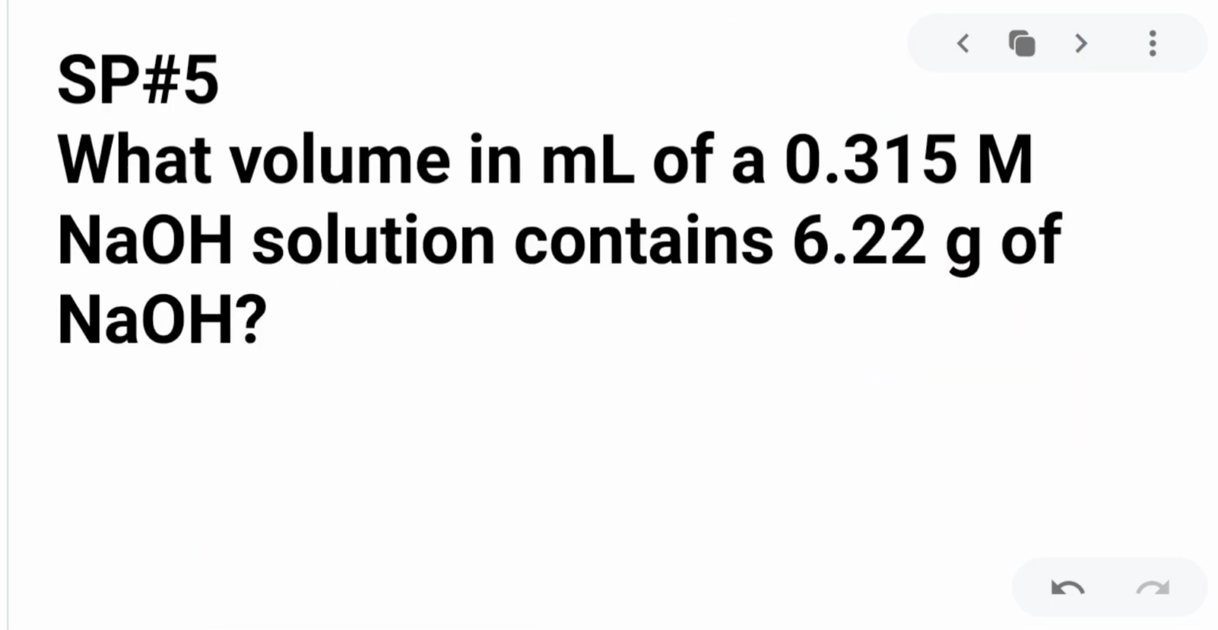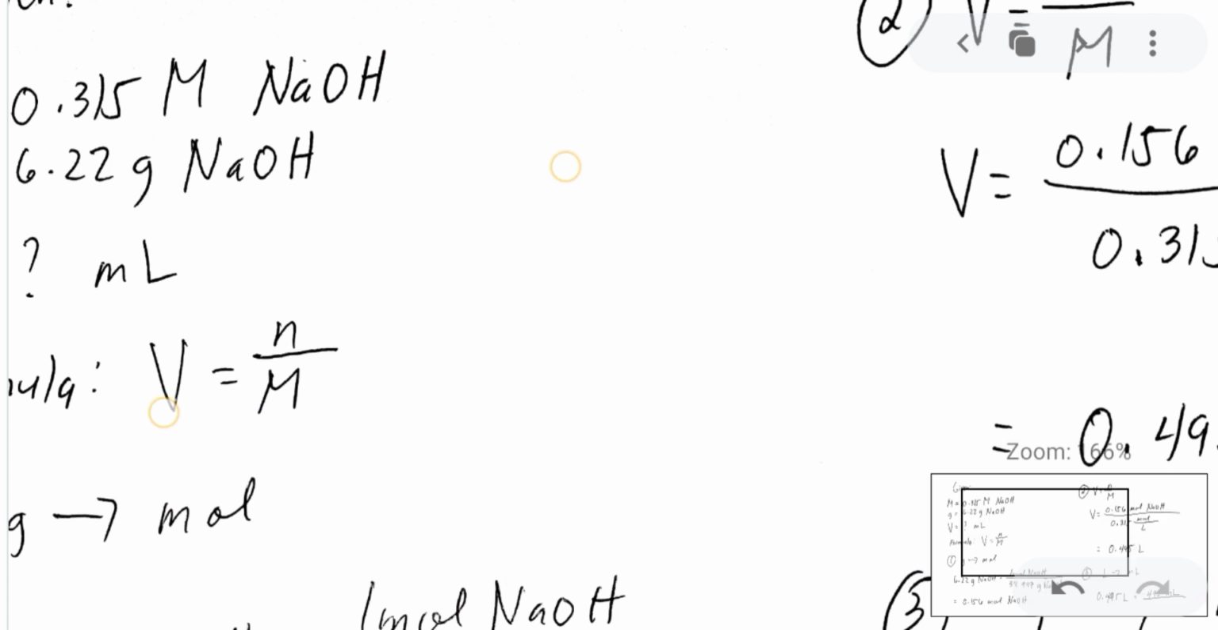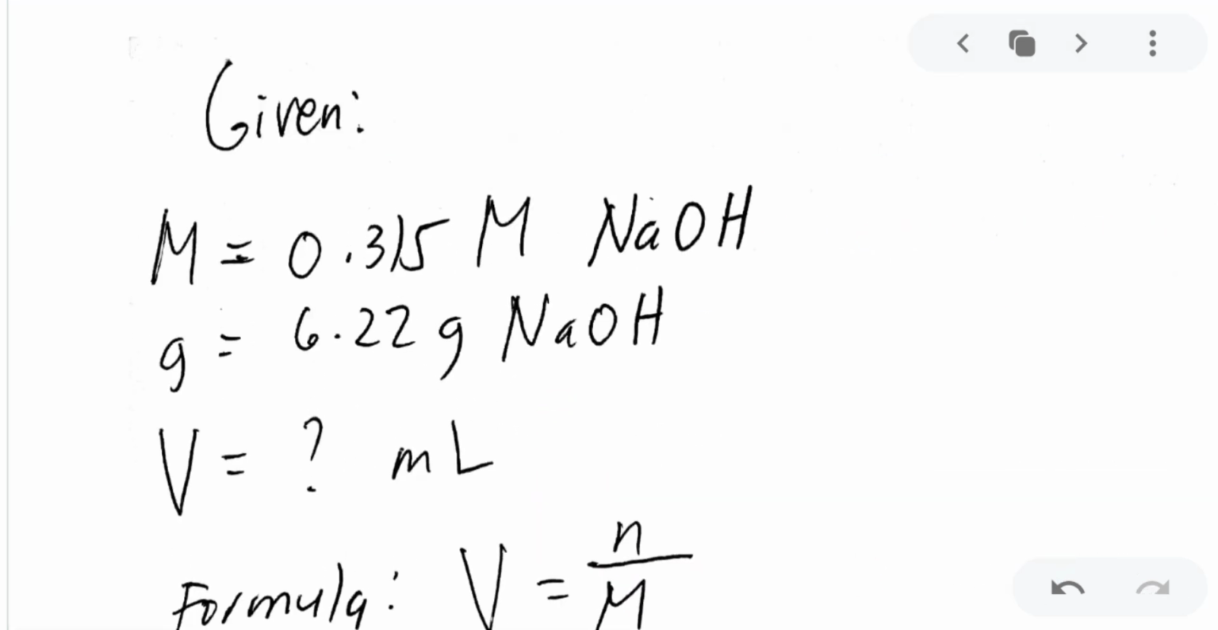Alright? Sample problem number 5. What volume in milliliters of a 0.315 molar NaOH solution, or sodium hydroxide solution, contains 6.22 grams of sodium hydroxide? The given values that we have here: first, the molarity, which is 0.315 molarity of NaOH, and the mass is 6.22 grams of NaOH. Again, we are being asked to find the volume in terms of milliliters.